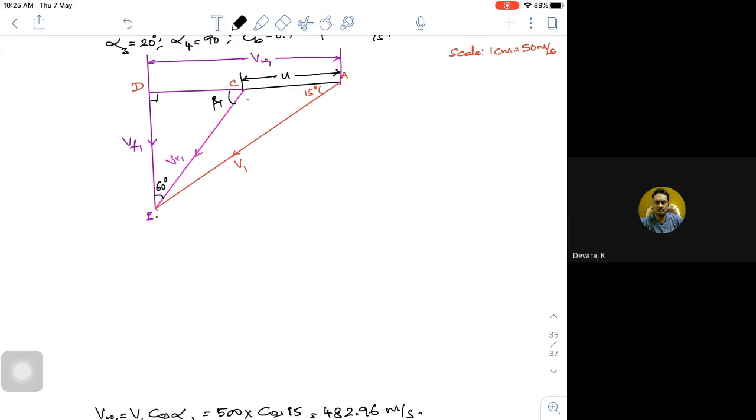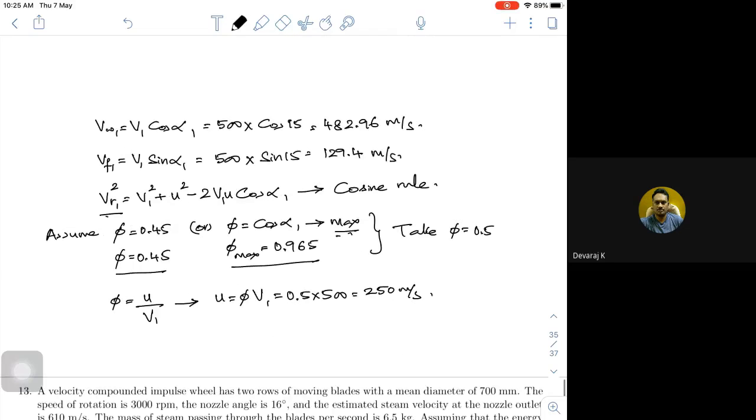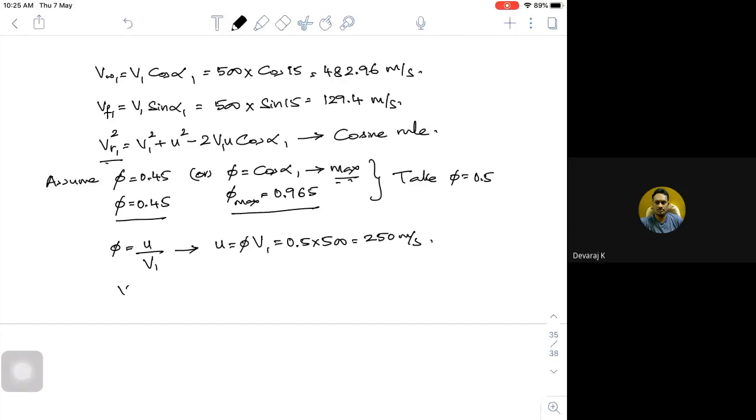Once you have your VR1, what is my VR2? They have given the friction factor as 0.9 times it. So your VR2 is 0.9 times your VR1. VR2 is equal to K, that is CB, into VR1. So what is the value of VR1?